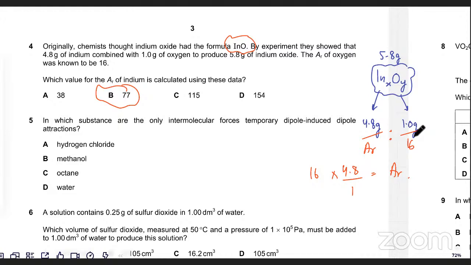Yes. Next one. So now the next one is, in which substances are the only intermolecular forces temporary dipole, induced dipole attraction? These are van der Waals forces. Now, remember van der Waals forces, temporary dipole induced dipole forces are always present in molecules. What is the background of van der Waals forces?